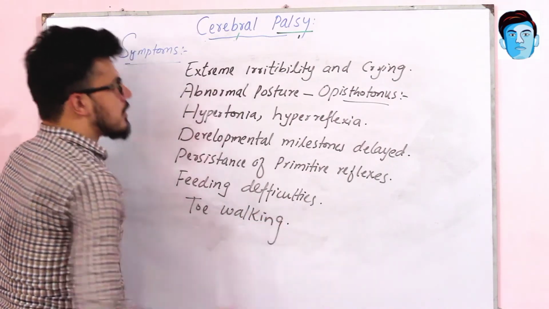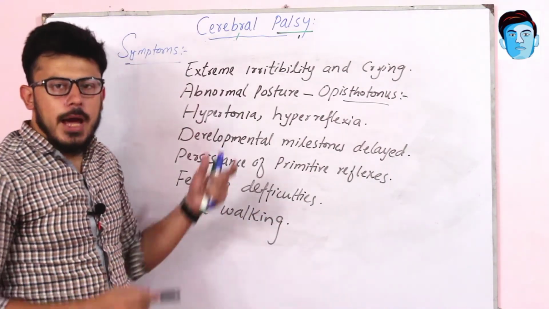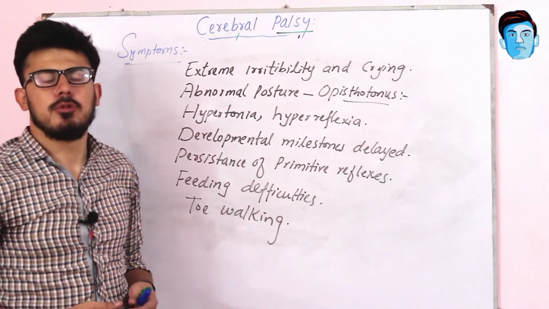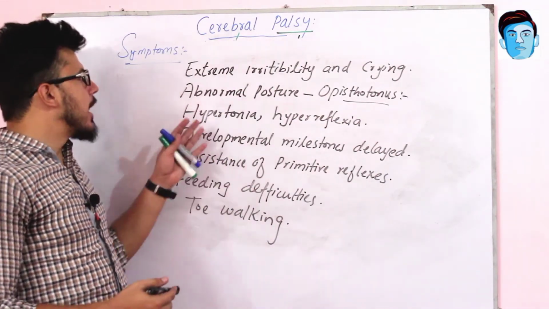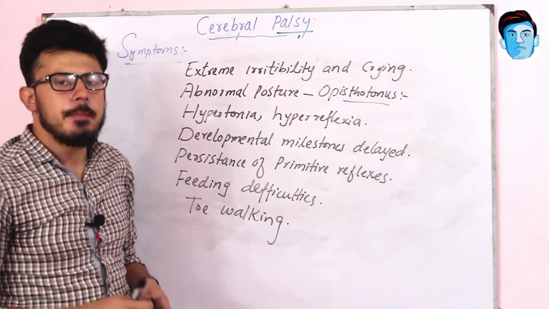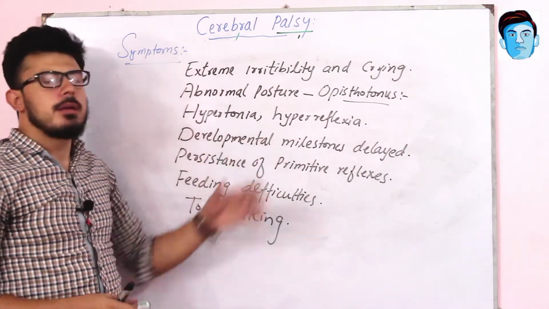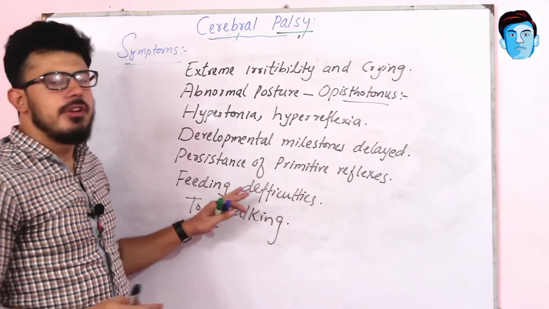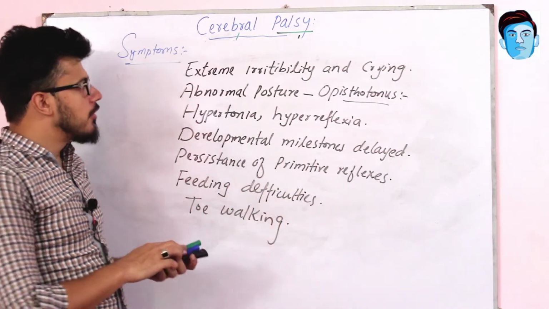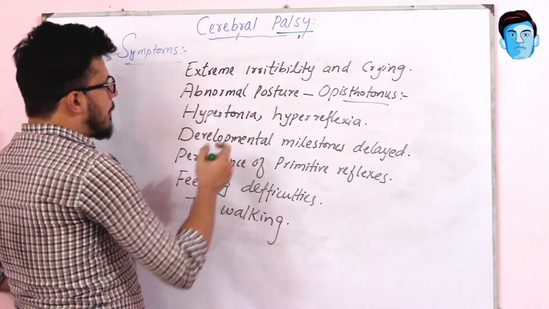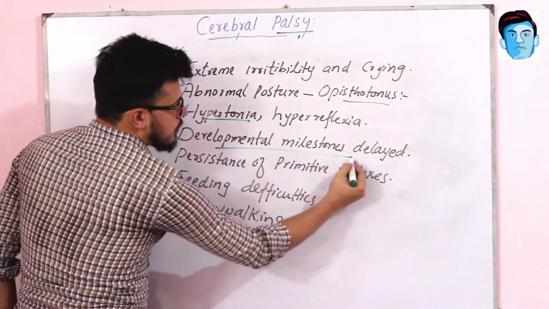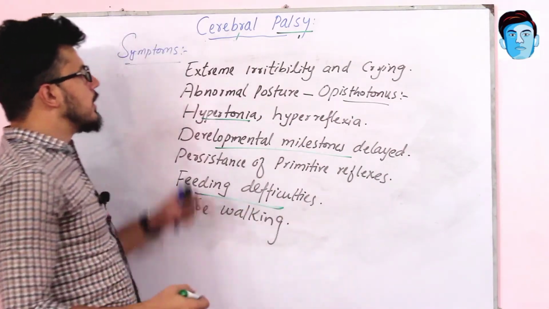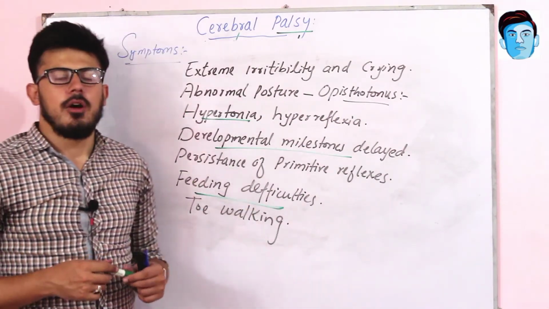So students, the symptoms are extreme irritability, extreme crying, abnormal posture like asphyxia, hypotonia, hyperreflexia, delayed developmental milestones, persistence of primitive reflexes, and feeding difficulties. The most important features are hypotonia, delayed developmental milestones, and feeding difficulties. So these are very important symptoms of a patient.